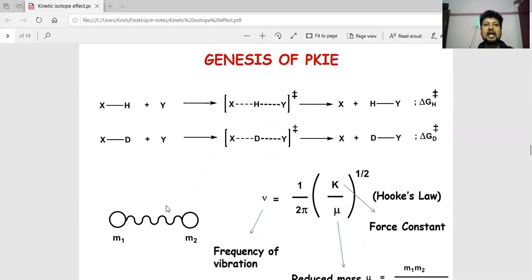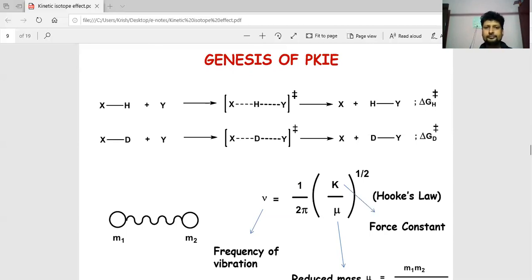Have a look. Here I have taken two reactions simultaneously. Say XH is a bond where Y is attacking, and ultimately we are getting HY as a product and X being eliminated out. Say the Gibbs free energy of activation for this reaction is delta GH double dagger. On the other hand, if you replace hydrogen by deuterium and you are repeating the same reaction, we will ultimately get DY, say corresponding Gibbs free energy of activation is delta GD double dagger.